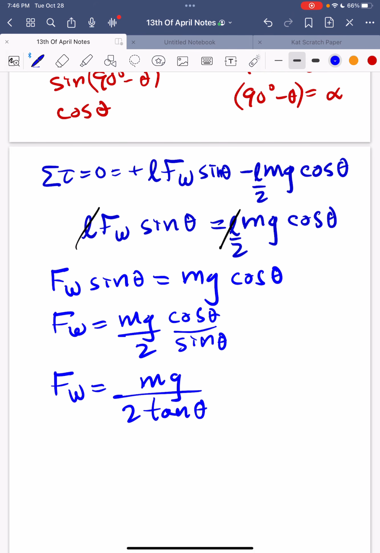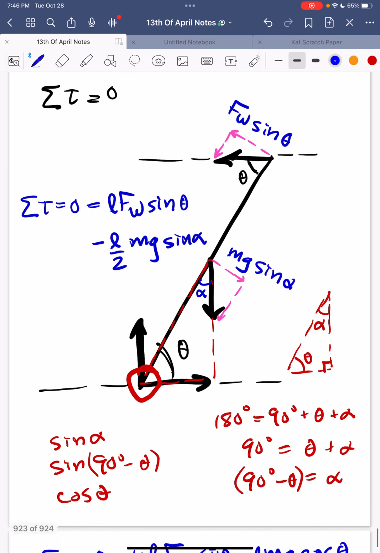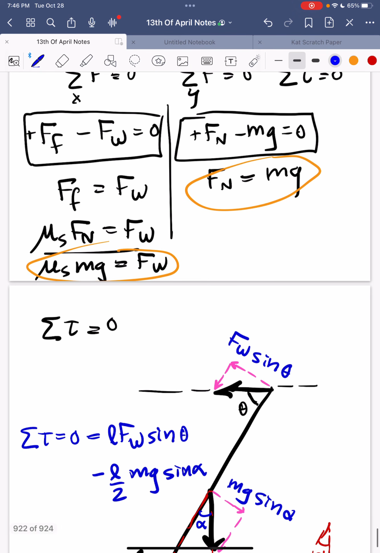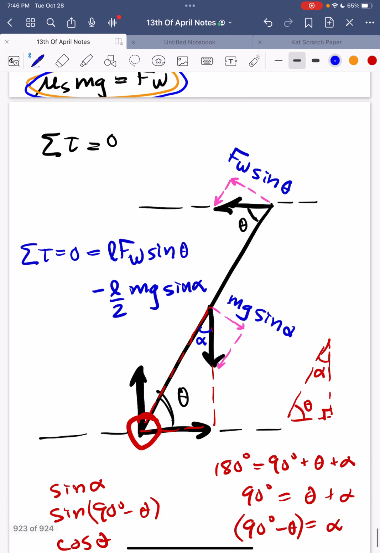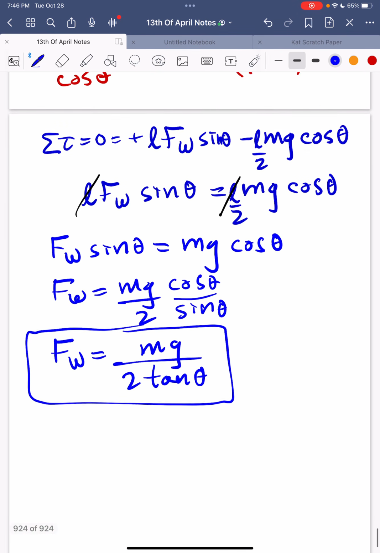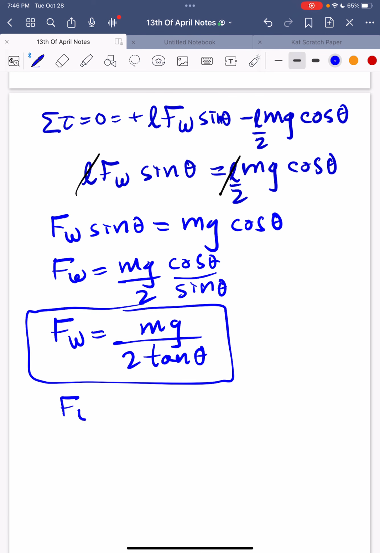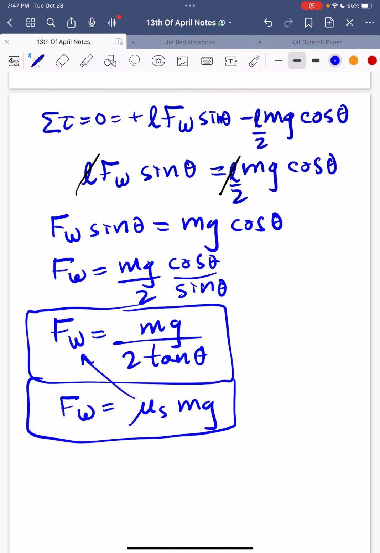Because sine over cosine is tangent, but cosine over sine is 1 over tangent. So I've got this equation here for the force of the wall, and I've also got this one here for the force of the wall. So let me take that one down and see if I can bring these guys together. So the force of the wall is mu s times mg. So the force of the wall is also mu s times mg. So now I can substitute this one into there. I can basically take this term and substitute it in. So I can have something like this.